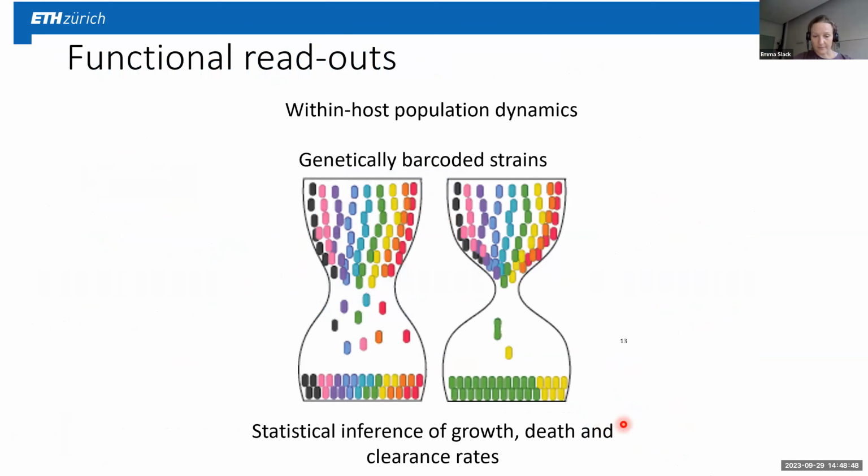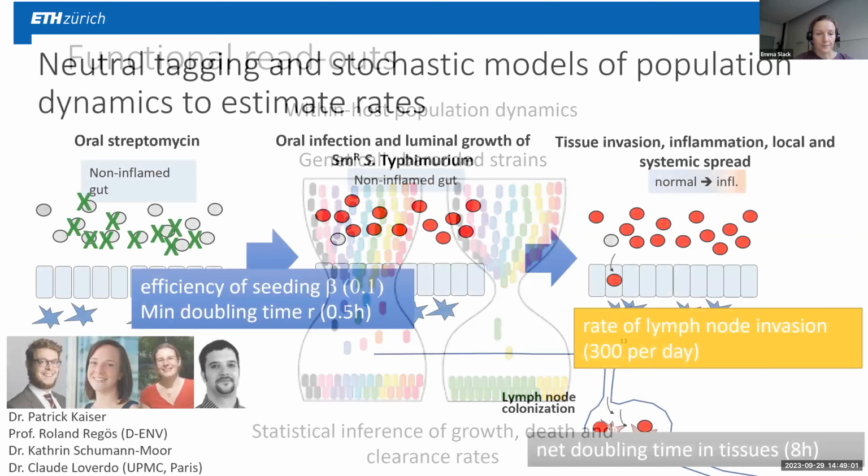And there we go, you can have a slide for this. This was combined then with stochastic models to infer growth, death, and clearance rates at each of these stages. And that was work done by Roland Regois at the ETH Zurich together with Claude Leverdo.